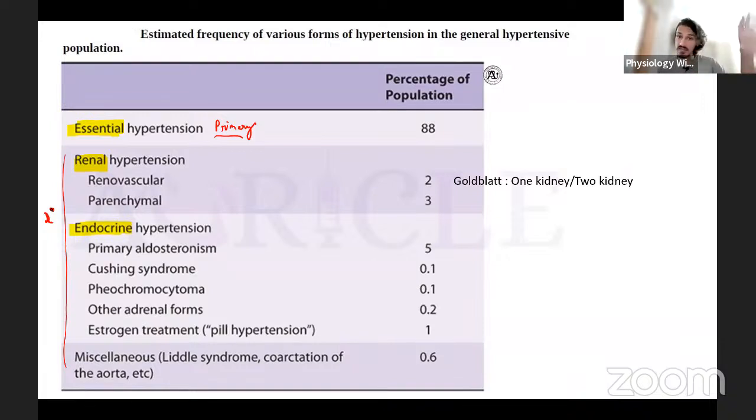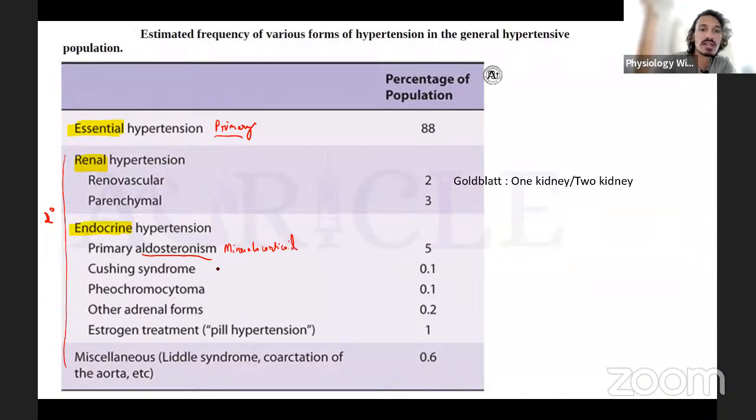One thing we were talking about was sodium and water retention, aldosterone. So here aldosterone is in excess. Primary aldosteronism is one way by which it can influence it. Second, Cushing syndrome. Cushing syndrome again involves glucocorticoid. Aldosterone is a type of mineralocorticoid.